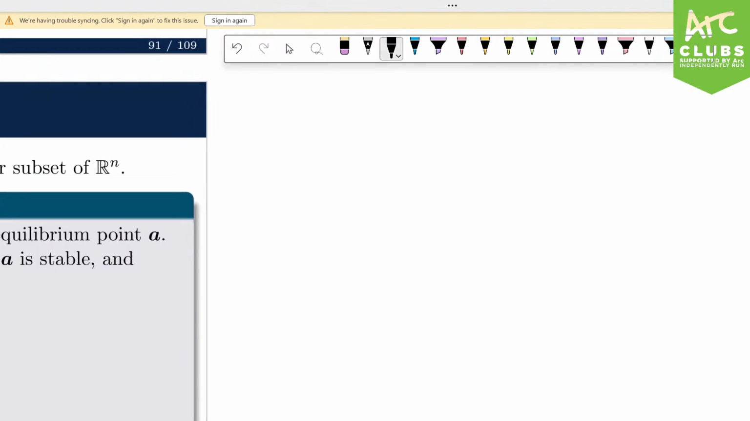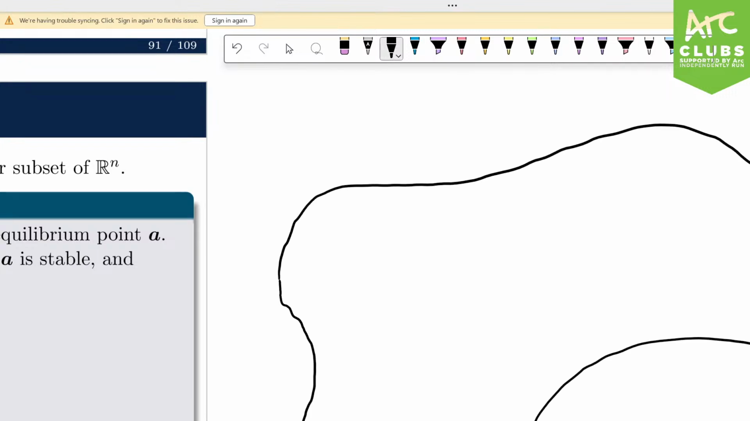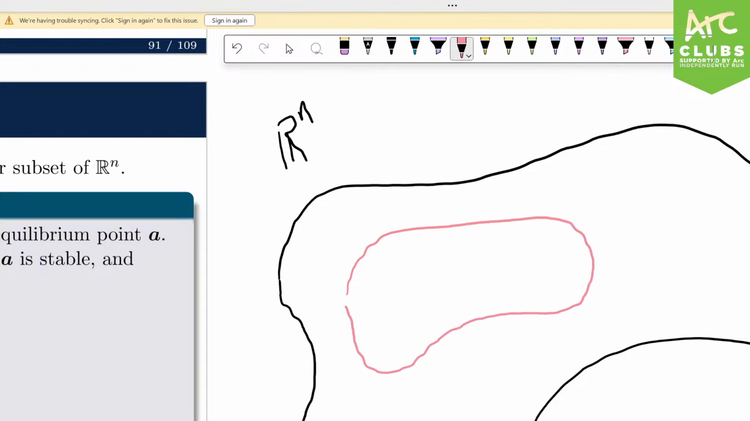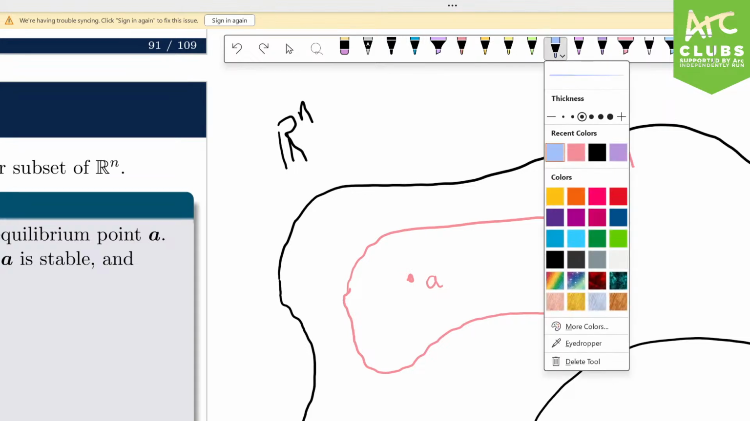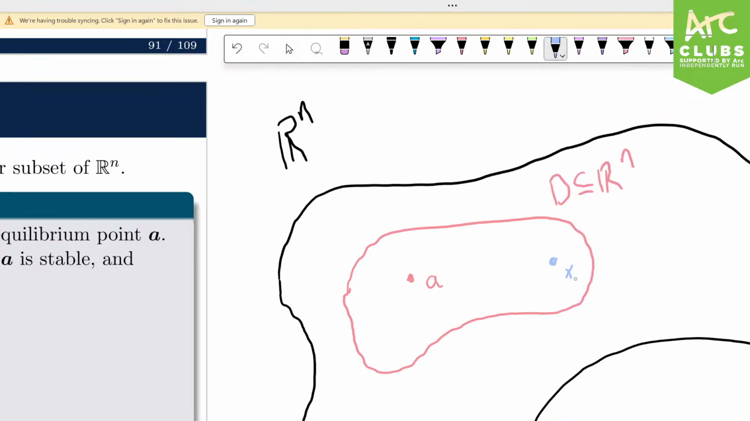So I'm going to draw a quick little diagram because I think it's pretty cool. So if we've got this space, suppose I call this Rn. I'm going to draw some open set in here. And I'm going to label a point in here, and we're just going to say this is point A. Now, if we take any point x naught, starting in this region D, as time progresses, this point is going to tend towards A.